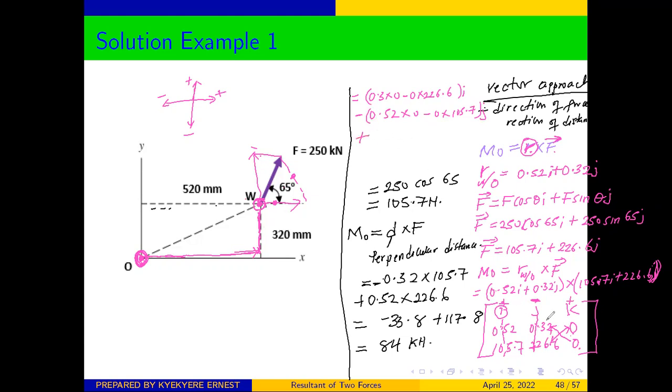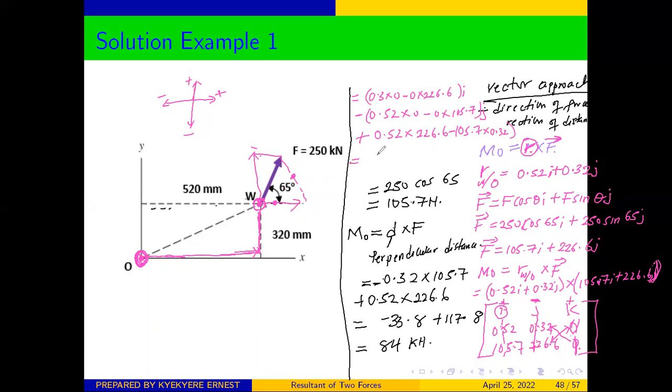Then lastly, if you want to get the K component, you also put away all the K elements there, and then you find the determinant of the remaining matrix. So this will be this times this minus this times that. So we are going to get 0.52 times 226.6 minus 105.7 times 0.32. And from here, we can easily get our value from the computation.